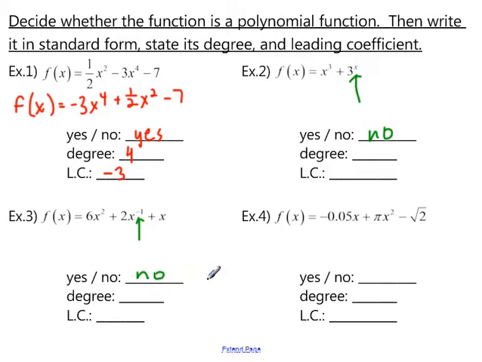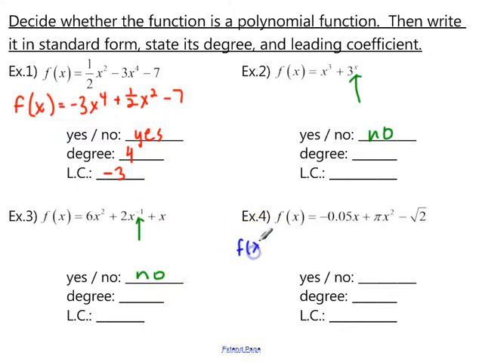When you take a look at example 4, we have x to the 1st, x squared, and this is a constant because it doesn't have an x term with it. So don't get thrown off by decimal coefficients, pi, or radicals. Remember, those are just numbers stated in a different form. So let's go ahead and put this in standard form.